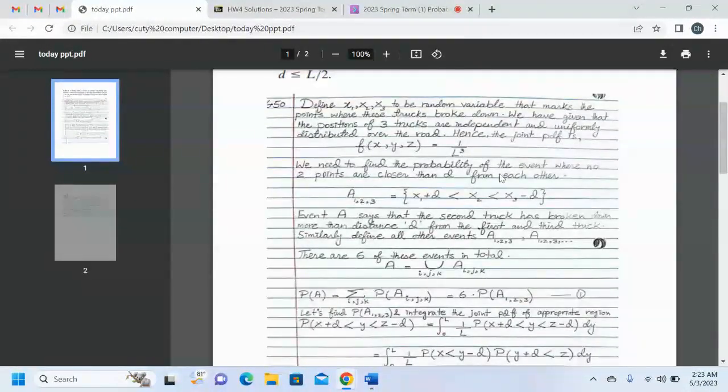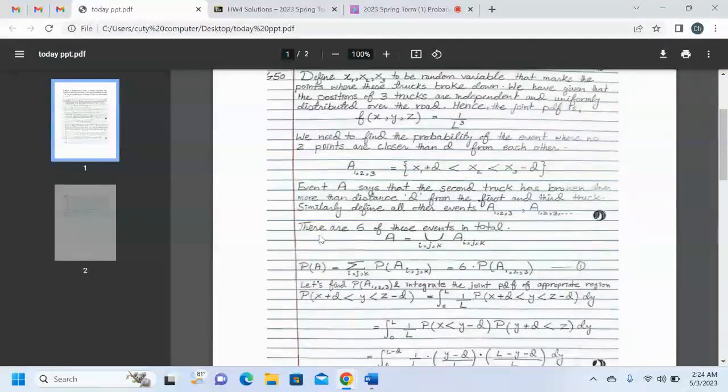We need to find the probability of the event where no 2 points are closer than d from each other. A_1,2,3 is equal to x1 plus d less than x2 less than x3 minus d. So event A says that the second truck has broken down more than distance d from the first and the third truck. Similarly, define all other events A_1,3,2 and so on. Since we have 3 trucks, there are 6 of these events in total.